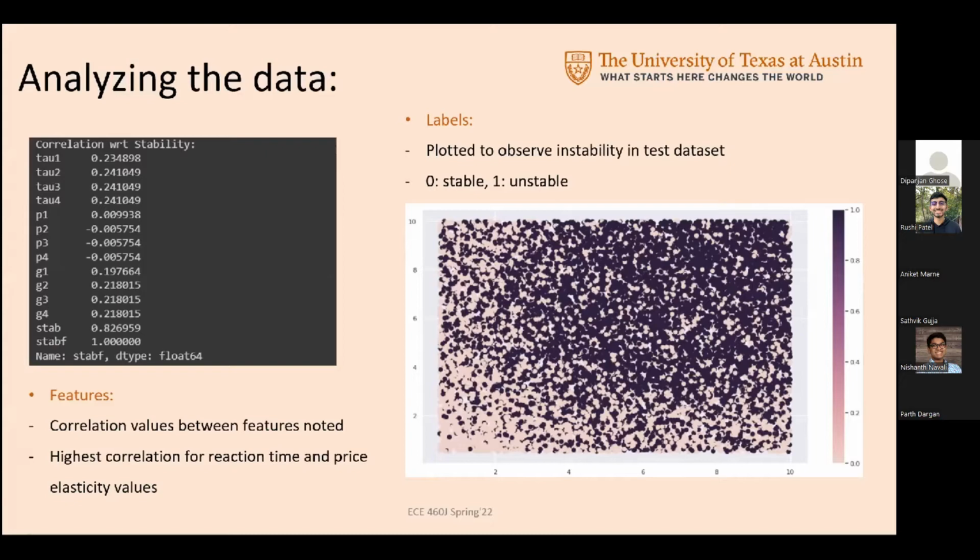The graph here shows a description of the labels in the test dataset with a 75-25 split. Here, 0 means the grid is stable and 1 represents an unstable grid. On the next few slides, we'll talk about the applications for each of the different prediction models that we have experimented with for the study.